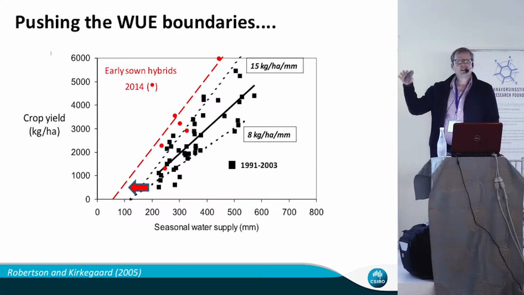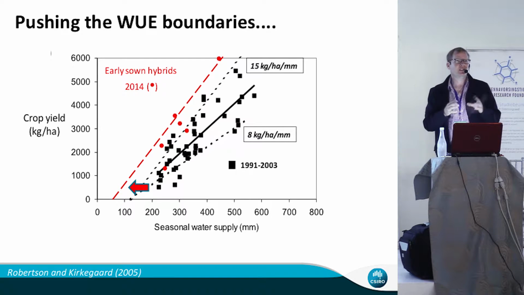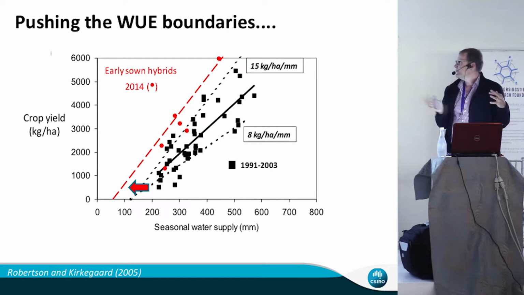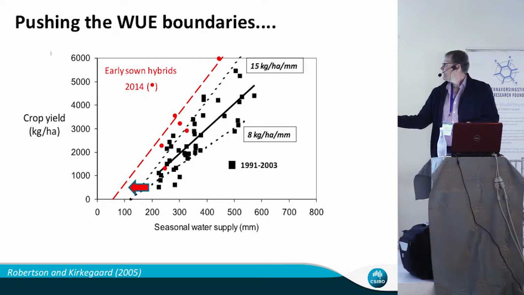And just to show you, I'm going back to that graph I just showed. I've added the red line and the red dots. They're some of the yields and water use efficiencies we've been achieving in the last 2 or 3 years with these early sowing systems with hybrids. And you can see that they're up on that 15 kilogram per hectare line, but the big change is that we've pushed back this evaporation. Remember before I said you've got to subtract 100 millimetres because you're going to lose that to evaporation?